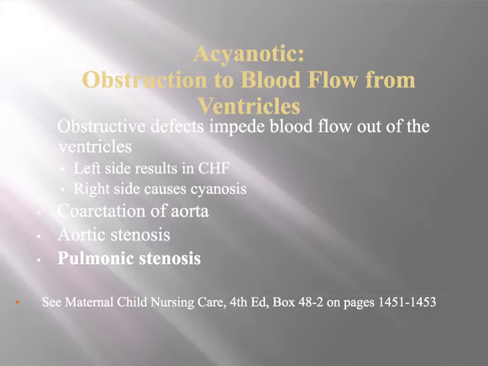Okay, now we're still in the acyanotic issues, but on to something that is causing obstruction to the blood flow from the ventricles. These obstructive defects impede the blood flow out of the ventricles. So if it's on the left side, it's going to cause some congestive heart failure. If it's on the right side of the heart, it's going to cause cyanosis. We're going to talk about pulmonic stenosis.